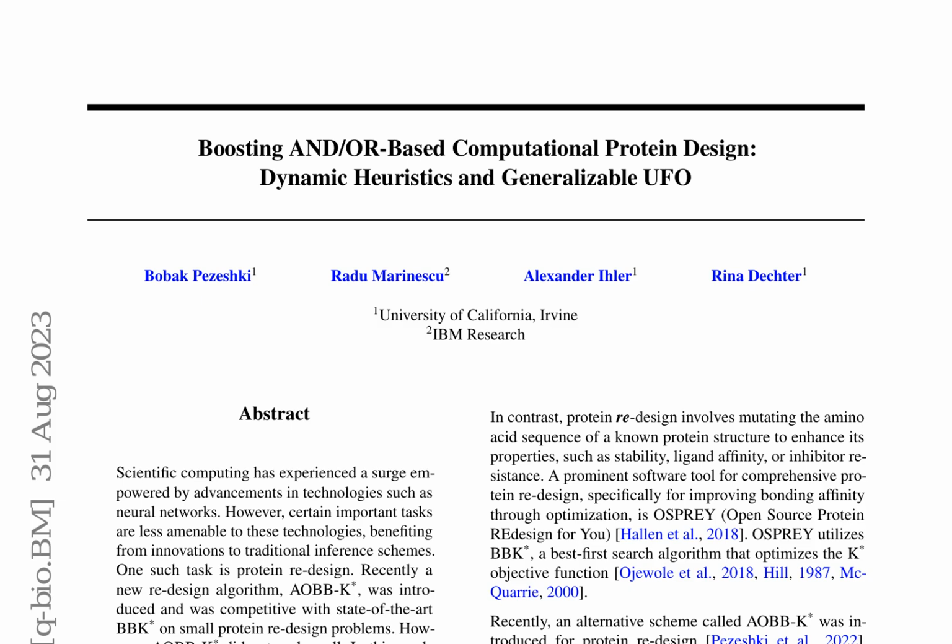Boosting an AND/OR based computational protein design: dynamic heuristics and generalizable UFO. This research enhances the scalability of the AOBB-K* algorithm for protein redesign.